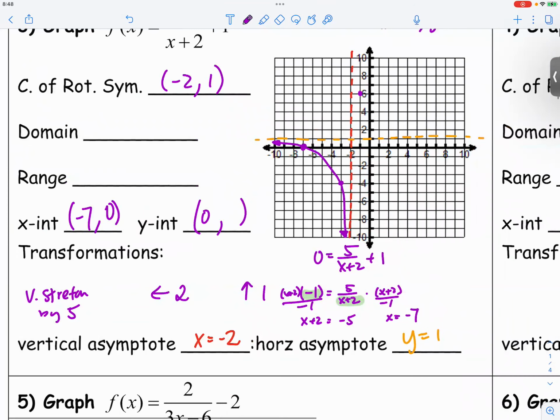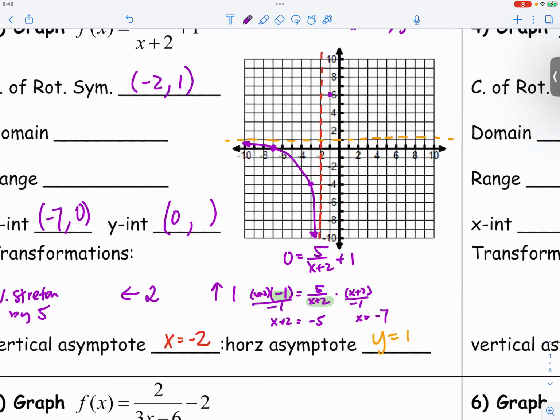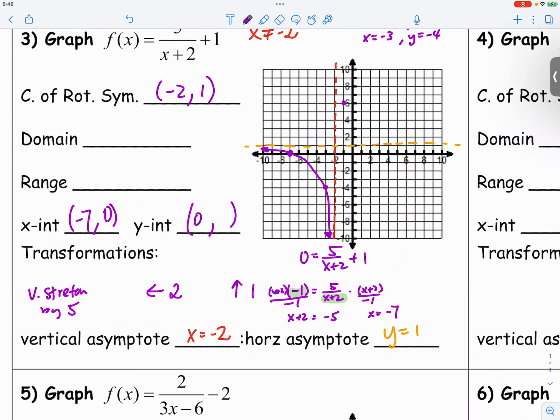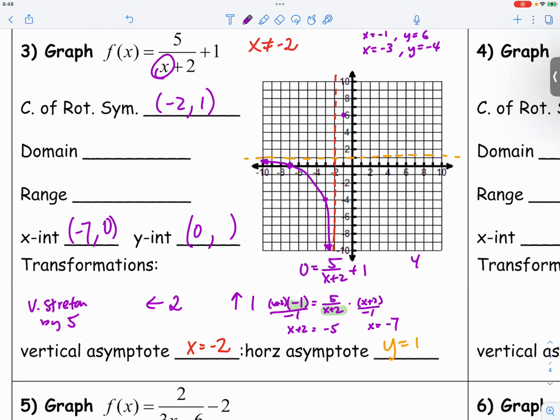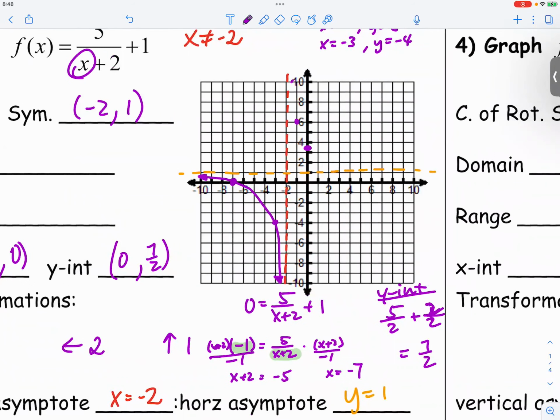All right. So that's the x-intercept. The y-intercept is when the x equals 0. So that's easy, right? So 5 over 0 plus 2 is just 5 over 2 plus 1. So common denominator would make this 1 into 2 over 2, right? That's how you do common denominator. So 5 over 2 plus 2 over 2, that becomes 7 over 2, which is like 3.5. So that would be my y-intercept.